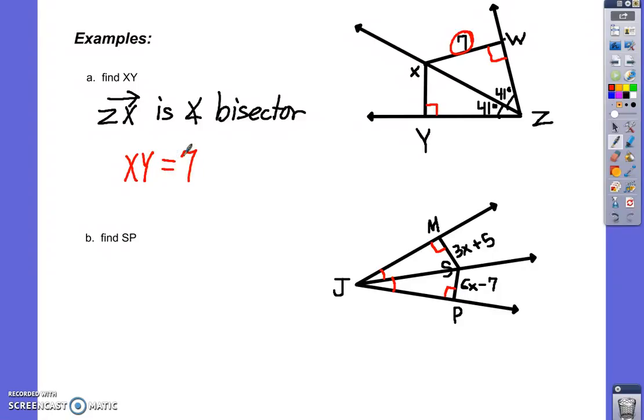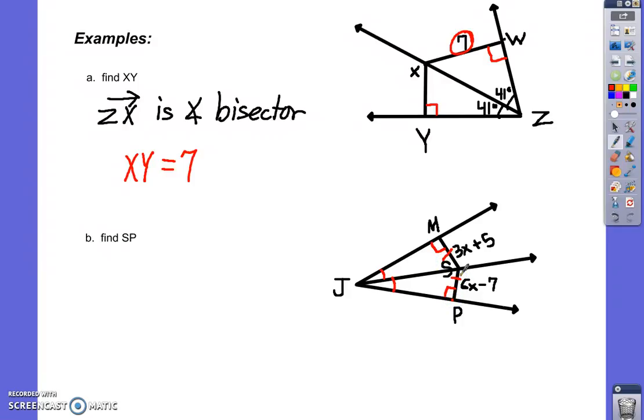Now, flip side, so that's the angle bisector theorem. Look at the converse in this one. In this case, we've got two angles that are congruent. That means that this JS has to be an angle bisector. That means that the distance from M to S and from P to S has to be the same.